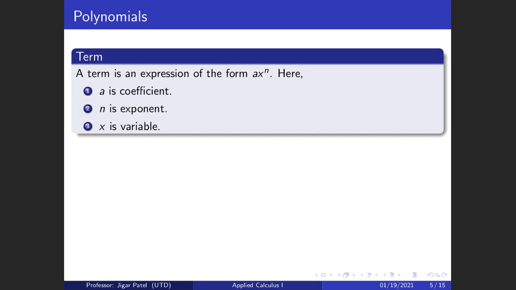Now here is the next question. If I give you two terms, would you be able to compare them? Understand the question. The typical term should look like this. Let's say 3x to the power 7. This is a typical example of a term. What is the coefficient? Coefficient is 3. What's the variable? Variable is x. And what is the exponent? Exponent is 7.